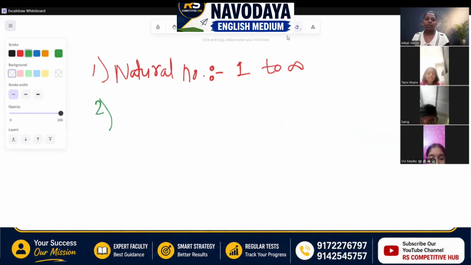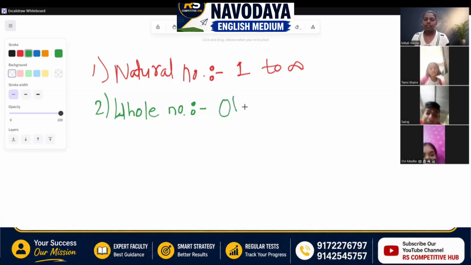Next part, in the second part, what do we have? The second type of number which we listed: whole numbers. What do we have in whole numbers? It starts from 0 to infinity. Yes, it starts from 0 and ends at infinity. In the third part, what did we learn? Integers, right?